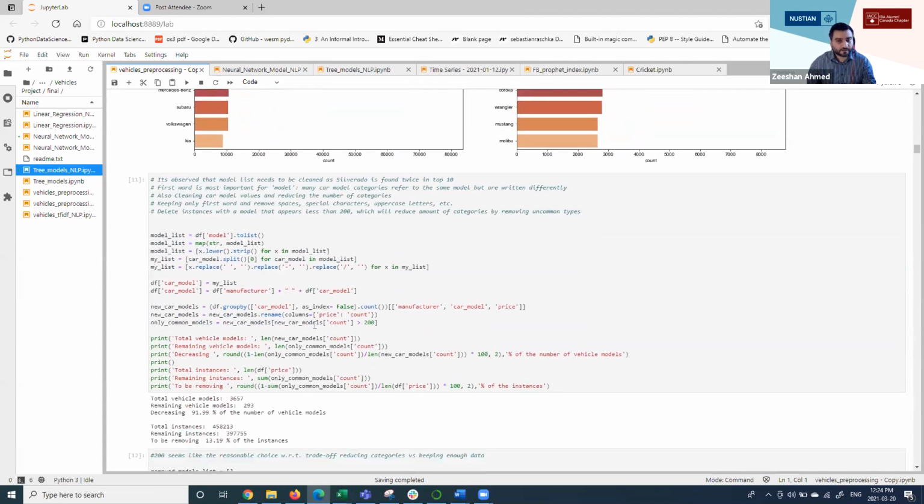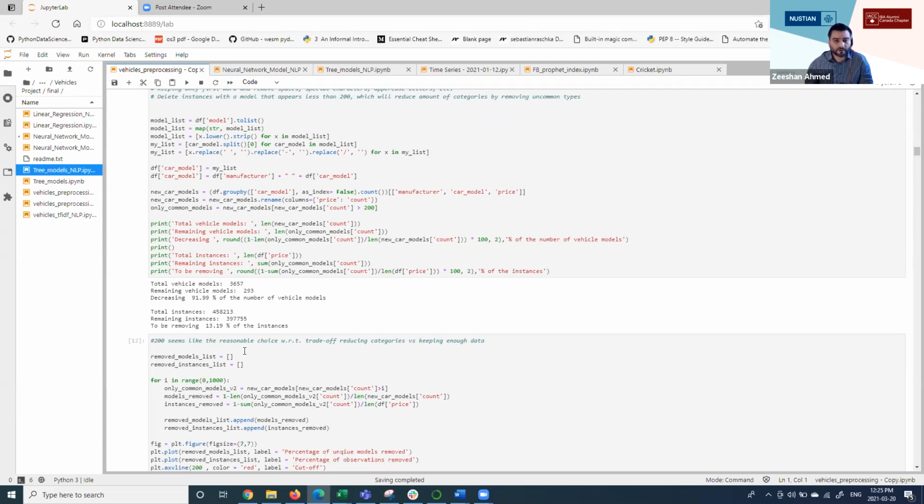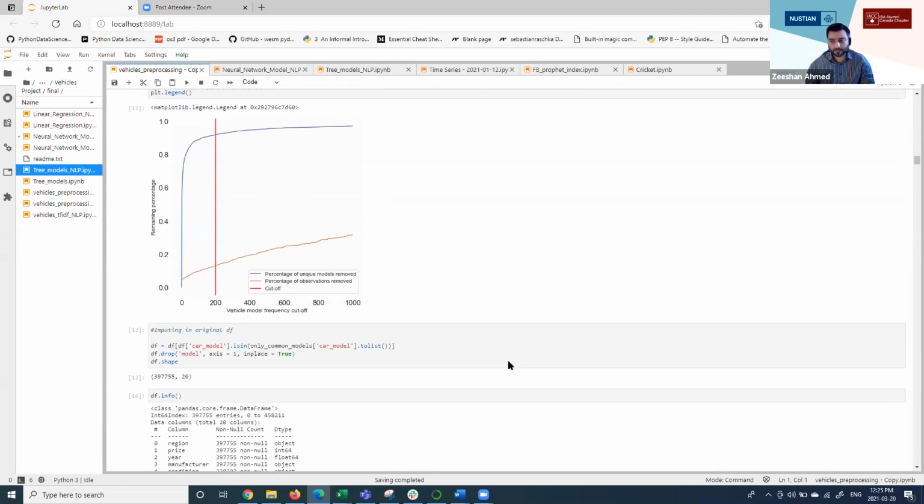I cleaned it, removed unnecessary characters, and also deleted some instances, because initially I had checked this out, 3,657 models. I cleaned them, brought them to 293, because 3,657 would be too much, and they were all non-numeric values. To bring them to numeric, it would be a cumbersome process, and that would not give me a good model. So I decreased the number of vehicle models by 91%, but the total data set was decreased by only 13%, as those are not really important to my model building.